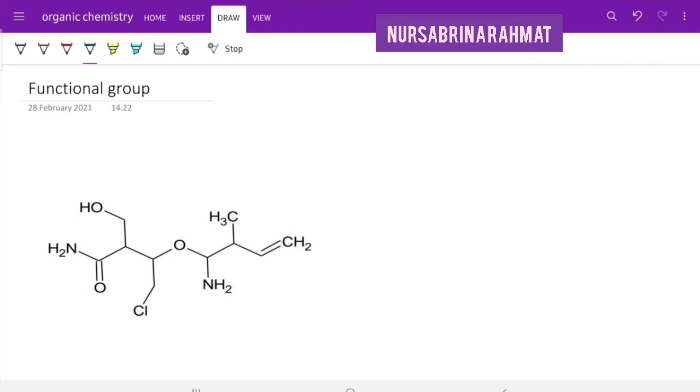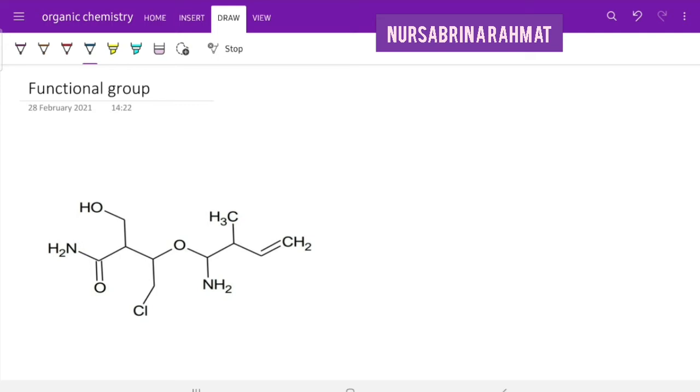There are quite a lot of them, and you need to memorize the names of the functional groups. For example, we have alkene, alkyne, and aromatic. That is the class of compound, the name of the organic compound. But its functional group is the carbon-carbon double bond, carbon-carbon triple bond, and aromatic ring.